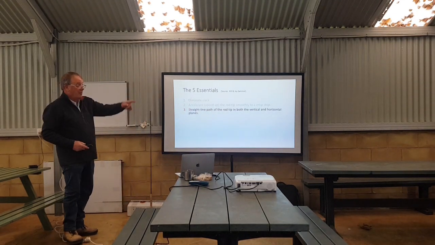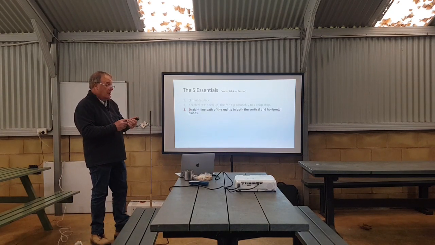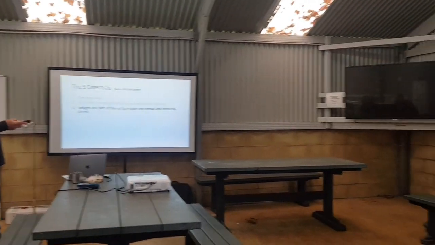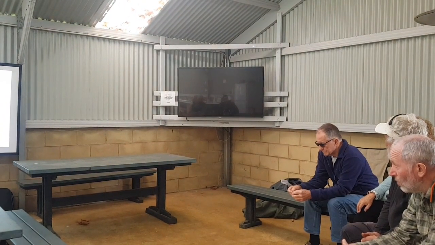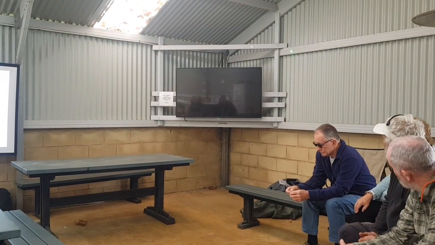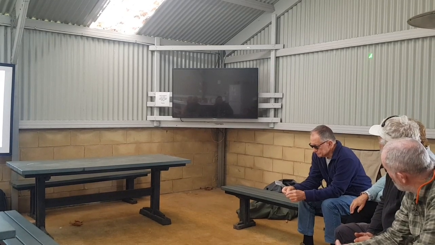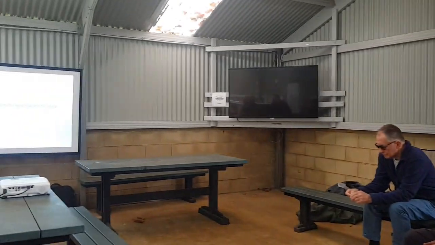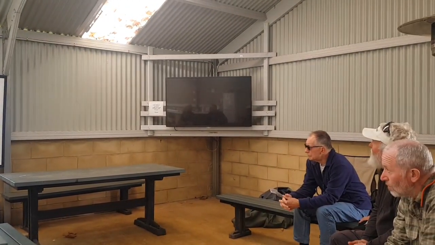Let's say that that wall over there is a vertical plane. What we're trying to do is move the rod tip in a straight line on that vertical plane. If we move it in a line like that, what we're going to get is a wider loop, and if we move it in a line like that, or like that, we're probably going to get a tail loop.